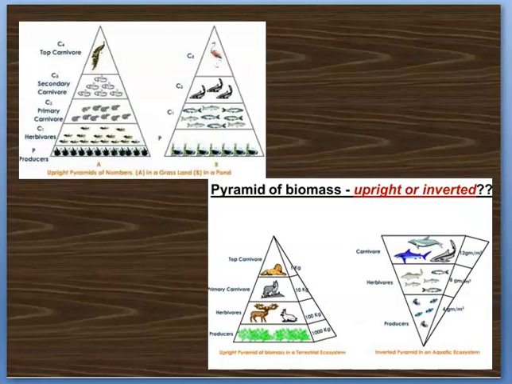And here this diagram shows the pyramids of biomass. This is the upright type and this is the inverted type. Here we can see the producers at the base, followed by the herbivores, the primary consumers, and the top consumers. And here it is opposite, a tilted type, where the producers are at the base, the herbivores follow, then we have the carnivores.